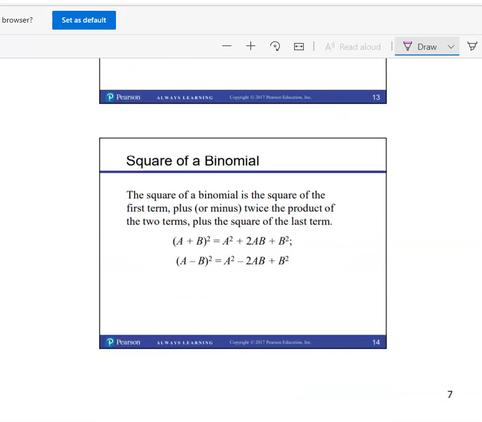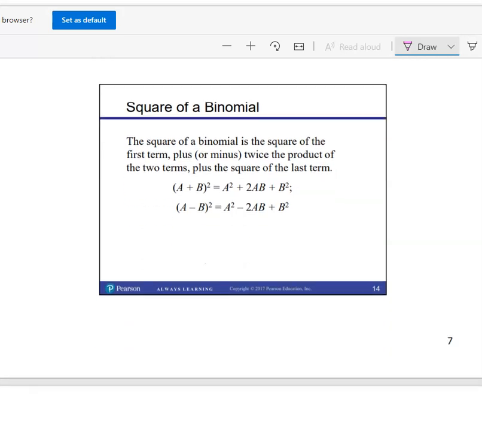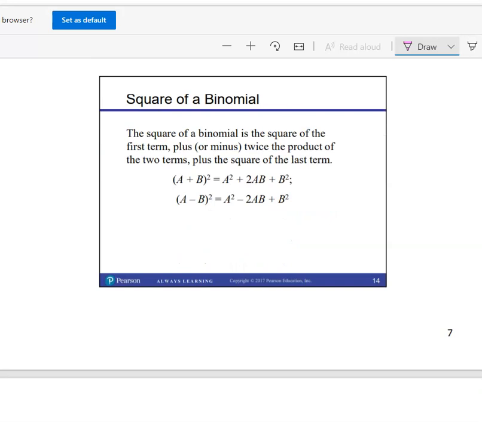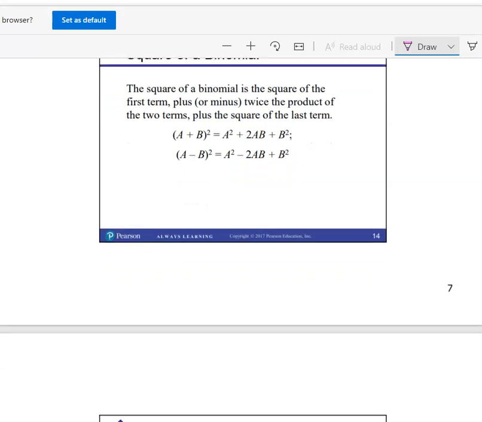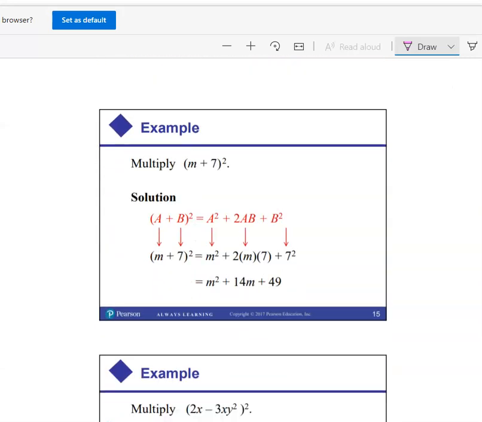The square of a binomial is the square of the first term plus or minus twice the product of the two terms plus the square of the second term. So this is just a trick that you can use. Man, to me, it is just easier to multiply it out than to try to remember this trick, but we can go over it. So they said if you're adding, okay, that you could follow this a plus b. So in our example, m is a and 7 is b.